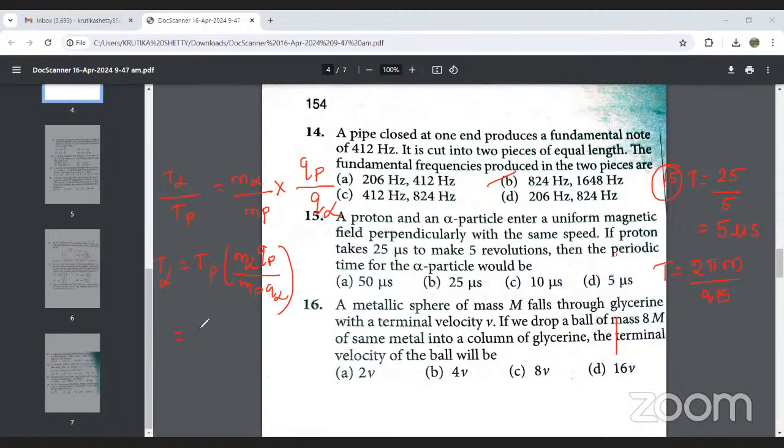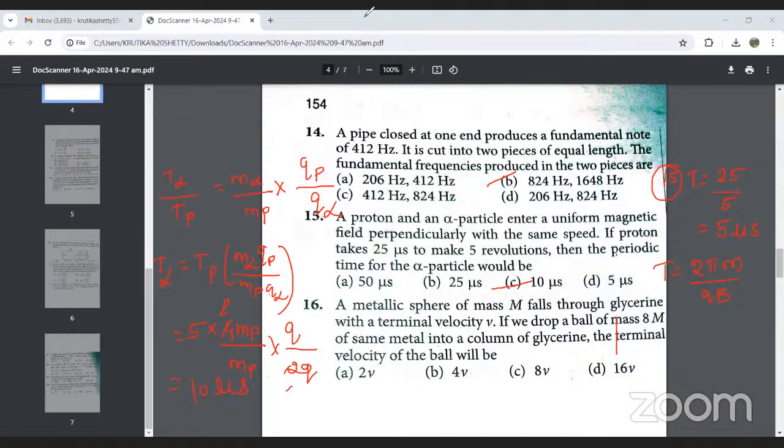So which is equal to the time period of the proton we have calculated, 5, into. The mass of the alpha particle is 4 times the mass of the proton, keep mp as it is. What about the charge? The charge of the proton is q and the charge of the alpha particle will be twice of that. So mp and q will get cancelled. 2 ones are 2, 2 fives are 10, it is 10 microseconds. Yes, any doubt in the steps? Option C is the correct answer.